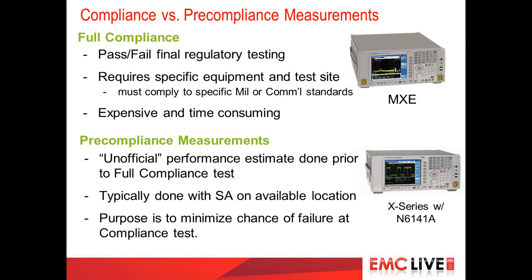They need to comply with the specific standard that you're testing to. Mill standards as well as commercial standards call out very specific requirements. But ultimately, full compliance measurements are very expensive and very time-consuming. So really, this full compliance test is something you only want to have to do once during the process. And what you can do to increase your chances of passing the first time is to do what's called a pre-compliance test. Essentially, this is an unofficial estimate that's done prior to your full compliance test.